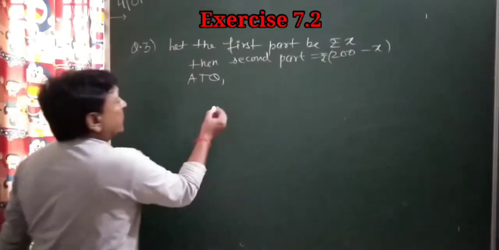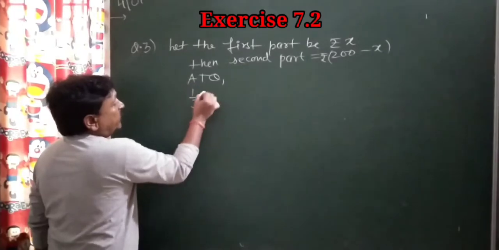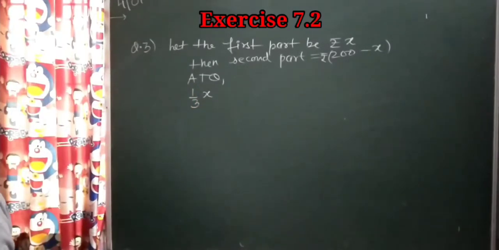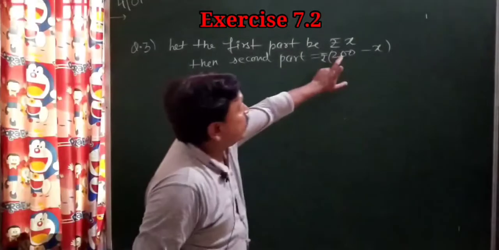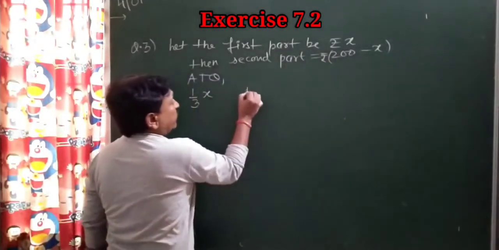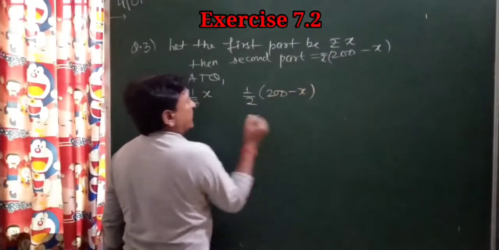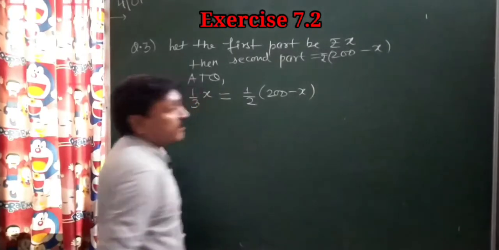Now according to the question, it was saying 1 by third of the first. So what is 1 by third of x? It will be 1 upon 3x, and 1 by 2 of the second part. So 1 by 2 of how much? 200 minus x. They are equal to each other.